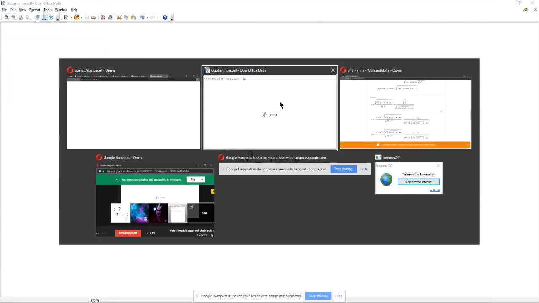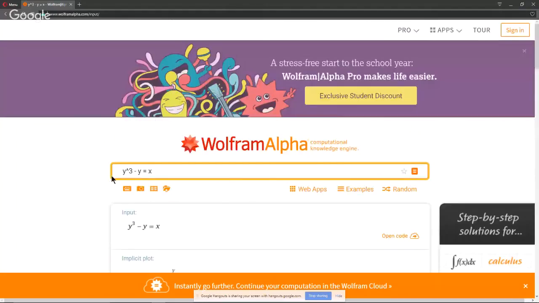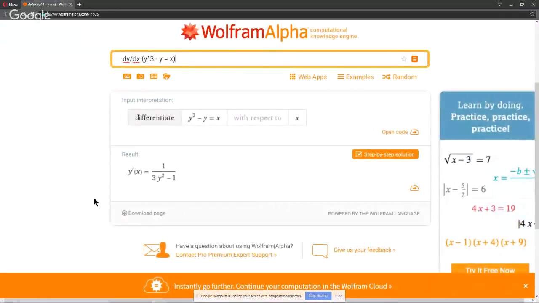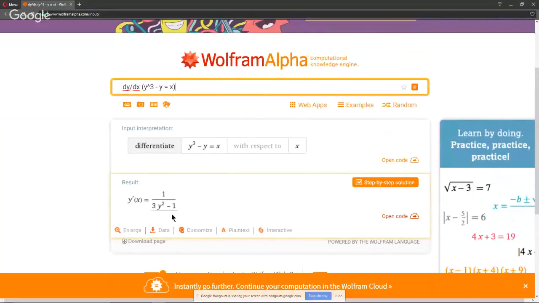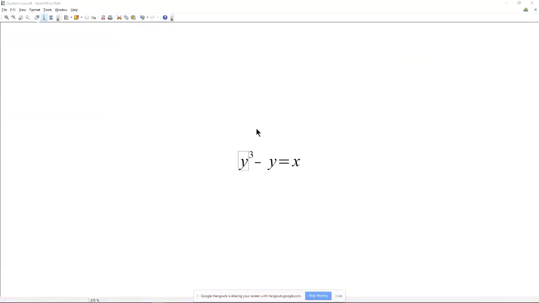There we go. So let's actually take the derivative using Wolfram and see what it does. I want dy/dx and see what comes up. Okay, so it found that pretty easily: 1 over 3y squared minus x. If you look at this, you might almost be able to do it in your head.